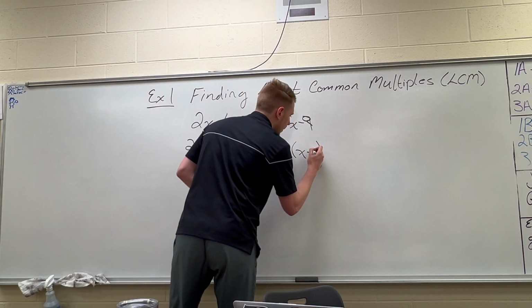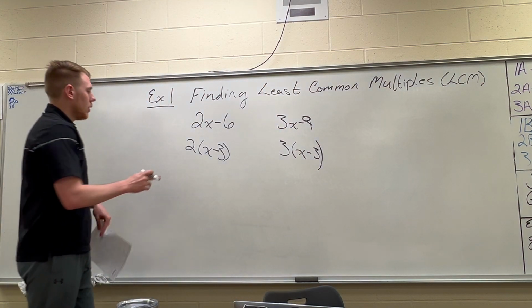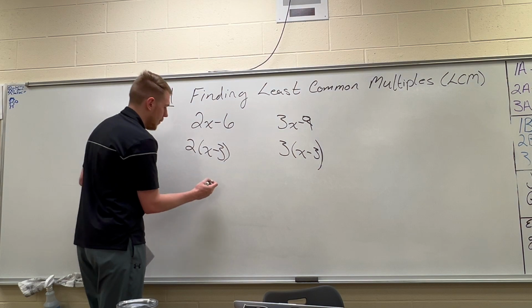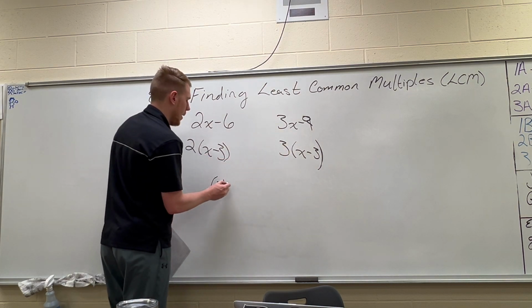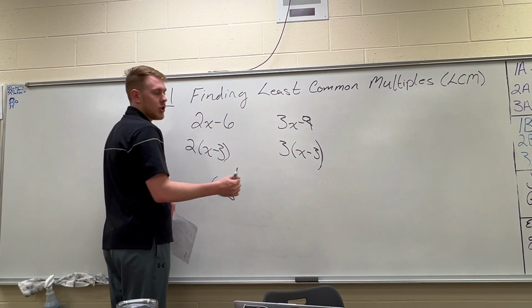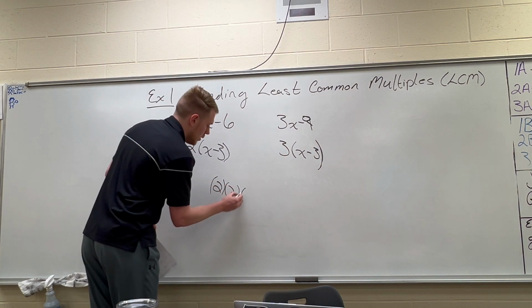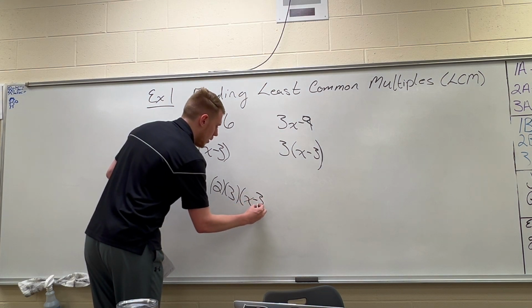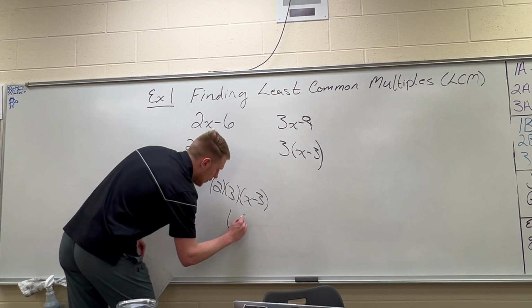x minus 3. Okay, what do I do? 2 appears 1 time. 3 appears 1 time. x minus 3 appears once. Greatest number of appearance is once. What does that leave me with? Leaves me with 2 times 3 is 6 and x minus 3.